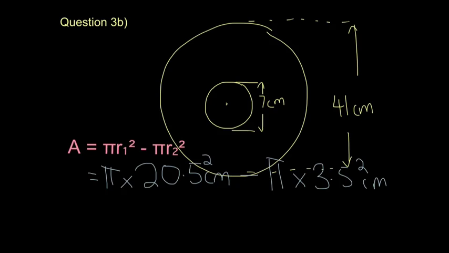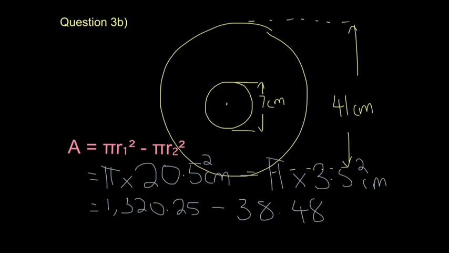Okay, pi times 20.5 squared will give me 1320.25. I'm going to round it off to 2 decimal places. Minus 38.48, and both of these measurements are centimeters squared.